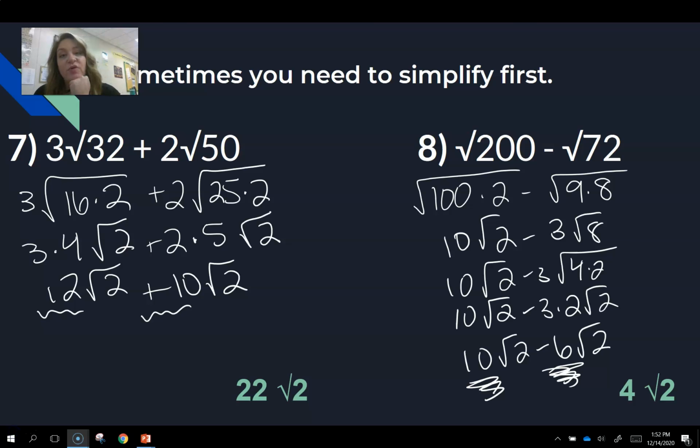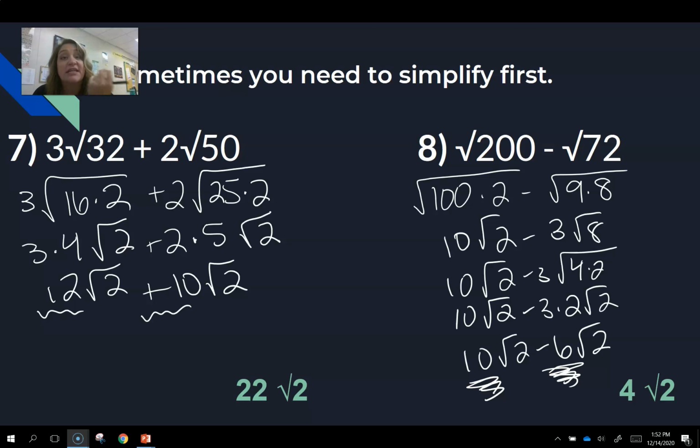You should have gotten 4 times the square root of 2. All right, so 200 I broke apart to 100 times 2. 72, the first thing that popped in my mind was 9 and 8. The square root of 9 is 3. But then I realized that 8 also still has a perfect square inside. It's 4 times 2. So the square root of 4 is 2. So a 2 also came out with my 3. Multiplied 3 and 2 together to give me that 6. And so I had 10 square root 2 minus 6 square root 2 to give me 4 square root 2.